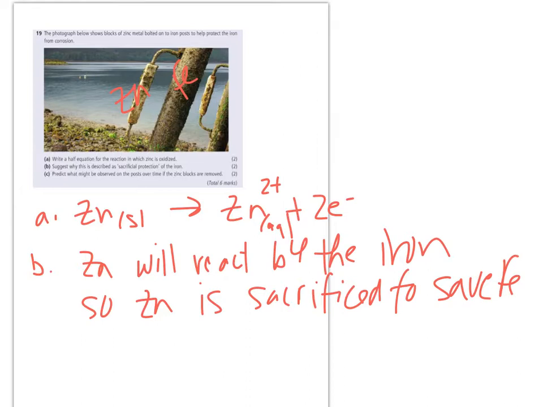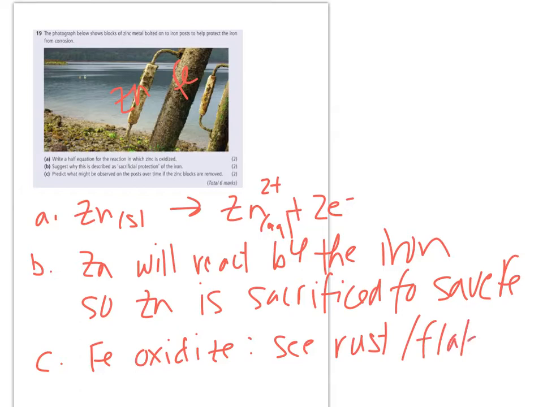And C says, predict what might be observed on the posts over time if the zinc blocks are removed. Well, if the zinc blocks are removed, the iron will oxidize. So what we'll see is, we'll see rust. You might see flaking. See holes eventually in the poles. That's the type of thing you can expect to see if the zinc isn't there to corrode ahead of the iron.